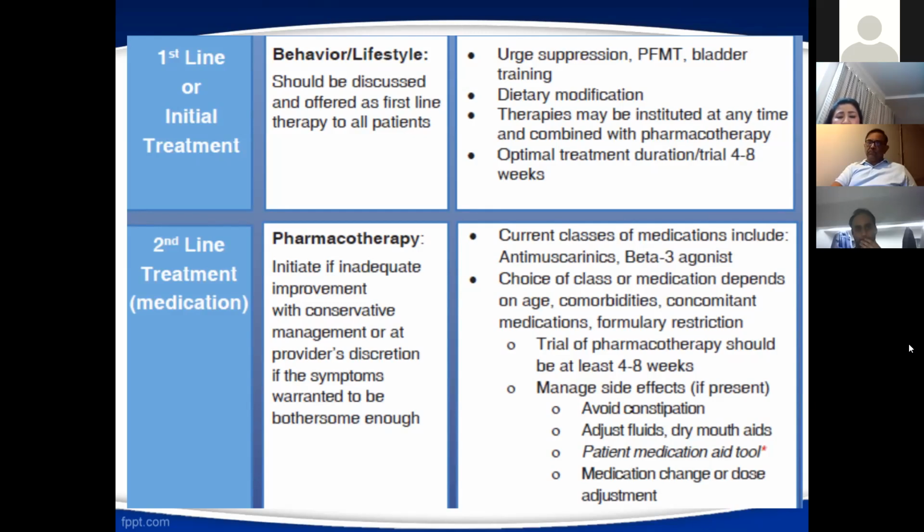I guess everybody has access to these medications. Choice of class of medication depends on age, comorbidities, concomitant medication, formulary restrictions, and absolute contraindications, and a trial of pharmacotherapy. According to this AUA guideline it is 4 to 8 weeks. I would say 12 weeks.